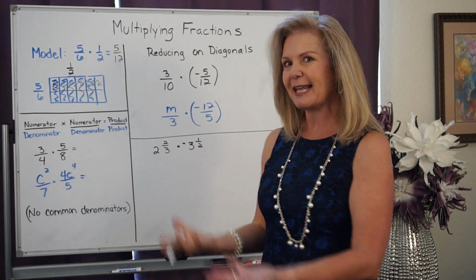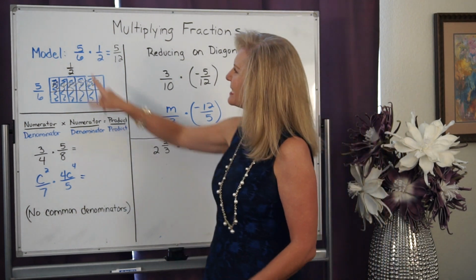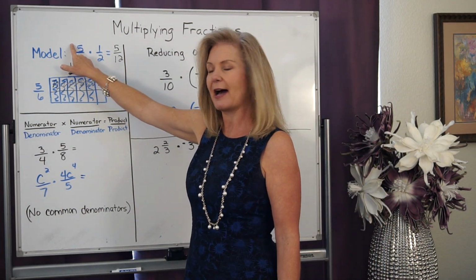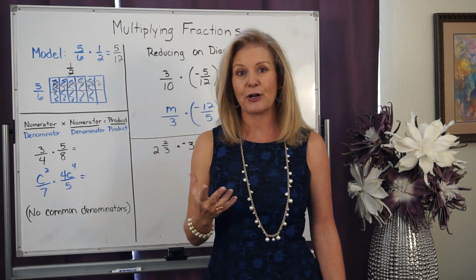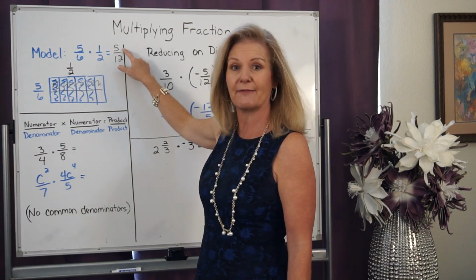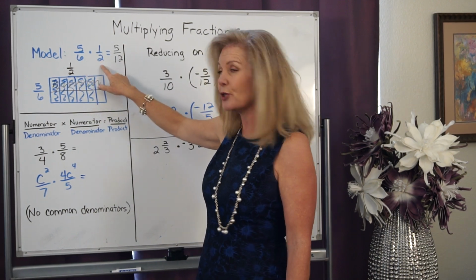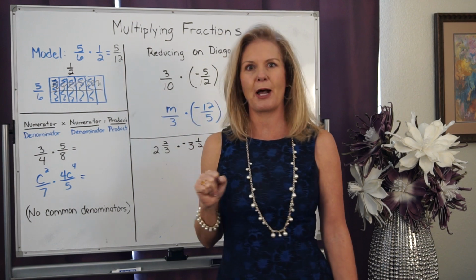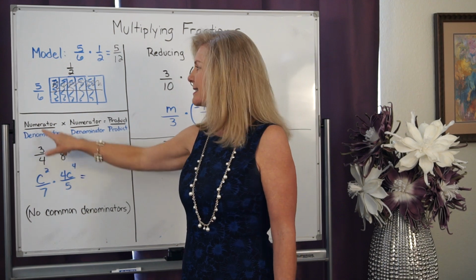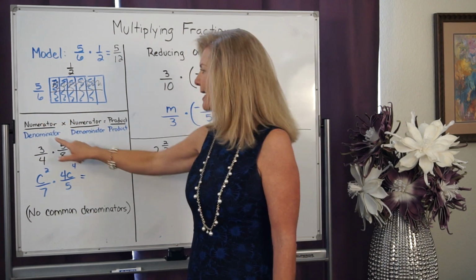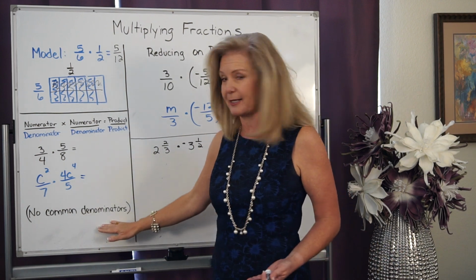Well, when we take a look at that, we start to see a pattern come out. I can see that if I take my numerator of 5 times my numerator of 1, that equals the 5 in my final answer. If I take 6 in my denominator times 2 in my denominator, it equals 12. So that leads me to how you multiply fractions. It's always numerator times numerator and denominator times denominator. And we don't ever have to find common denominators.